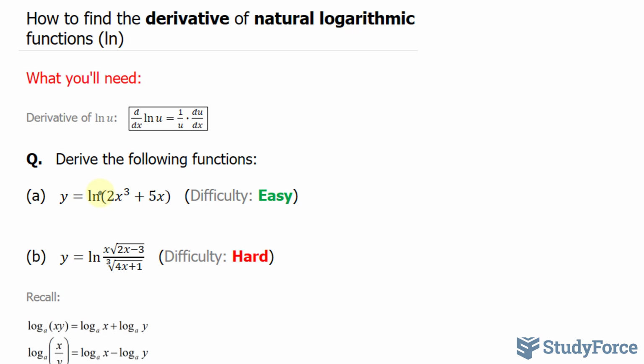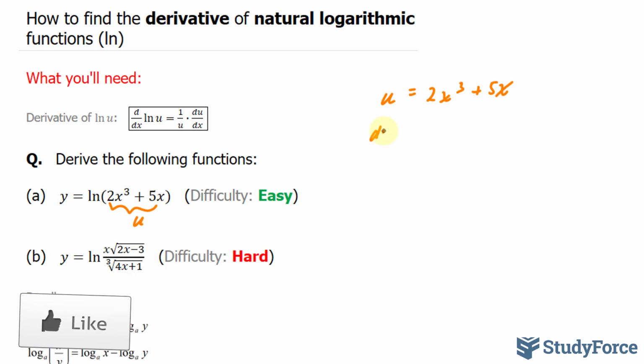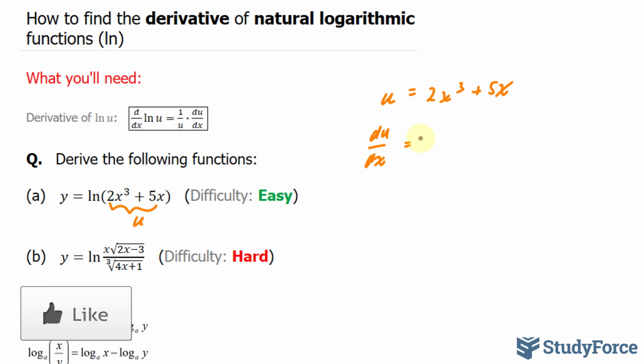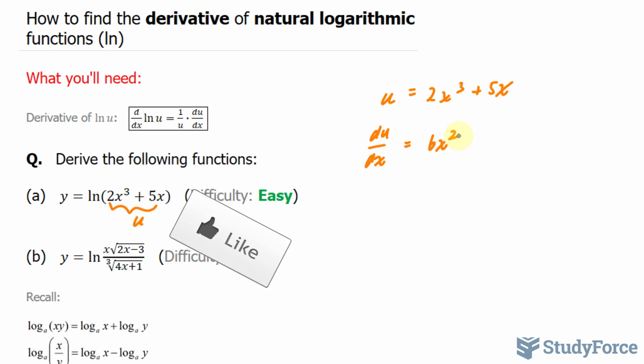This one is easy because all we do is follow this template. We will assign this as u. So we'll say u is equal to 2x^3 + 5x. Take the derivative of u with respect to x. So doing this implicitly, we end up with du/dx is equal to 6x^2.